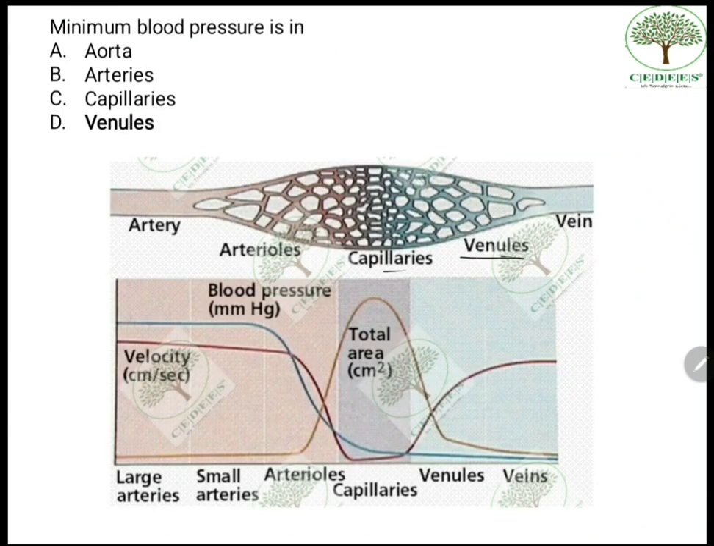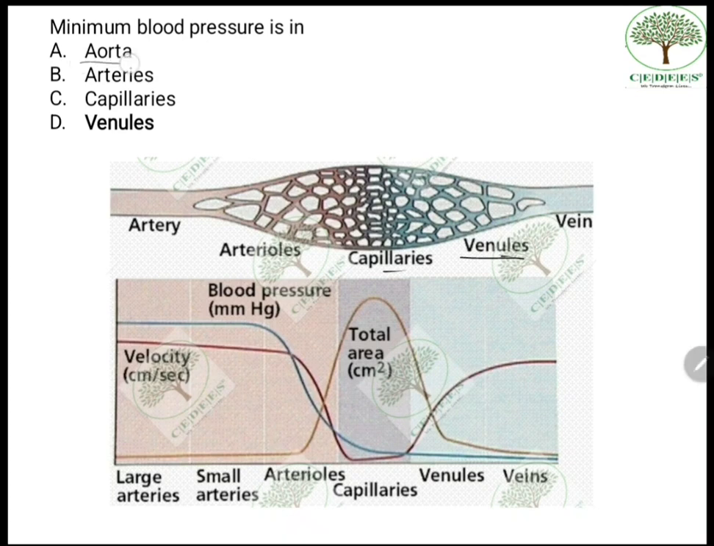Now the next question is, minimum blood pressure is seen in. The options are aorta, arteries, capillaries and venules. Now our circulatory system mainly constitutes your arteries, veins and capillaries, and we all know that the pressure which is passed on by the blood flowing within the vessel onto the vessel walls is nothing but our blood pressure.